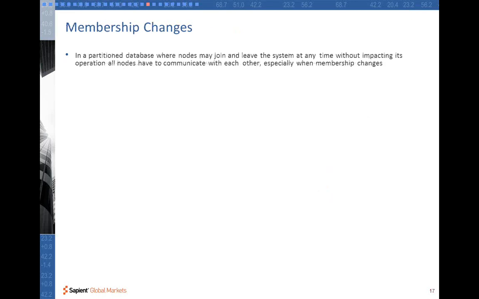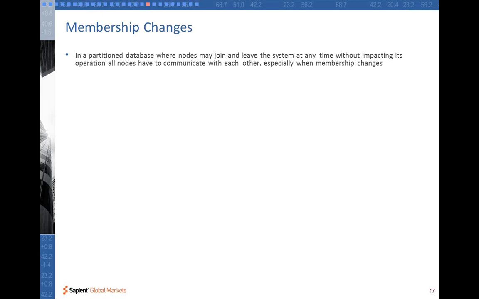Now, we'll see about membership changes as we're discussing nodes joining and going out of the ring. In a partitioned database, where nodes may join and leave the system at any point without impacting its operations, all nodes have to communicate with each other, especially when membership changes are happening. So let's again visualize the same scenario.